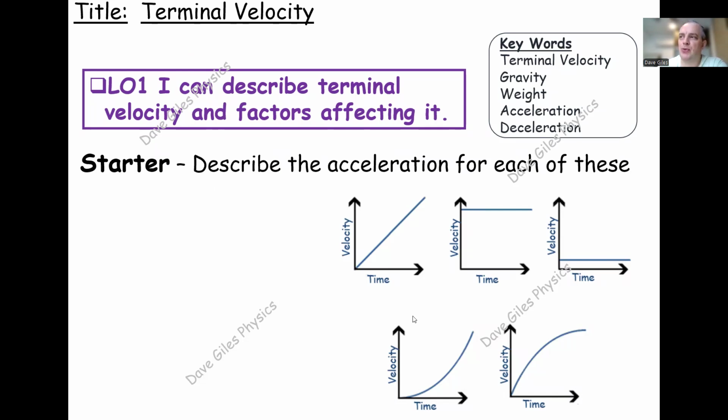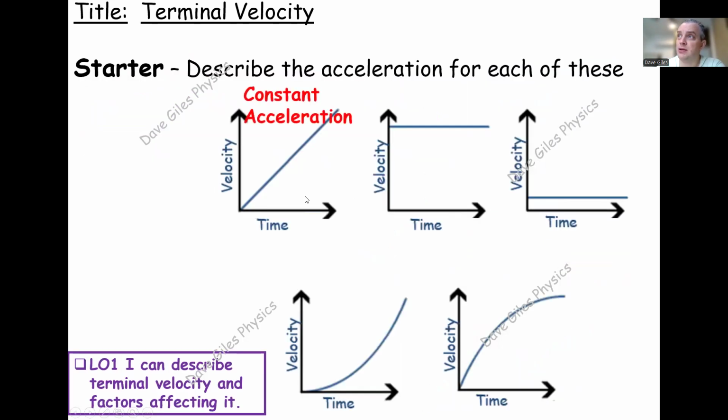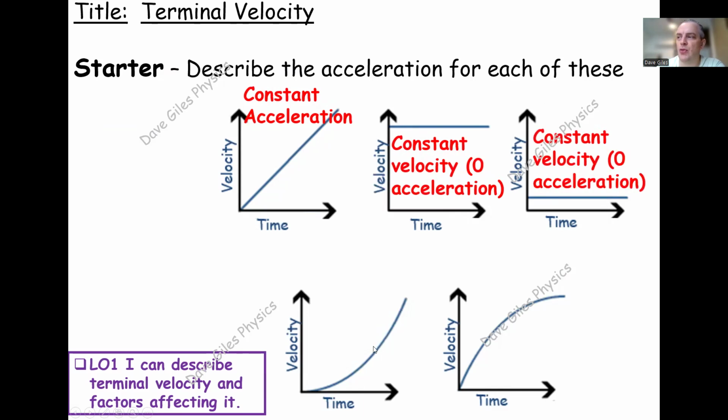We'll do a quick recap to start us off with velocity-time graphs here. Describe the acceleration for each of these. The key word is acceleration. In the first one, velocity is continually increasing, so that means accelerating, at a constant rate, because it's a straight, diagonal line. Here, velocity is constant, so that's zero acceleration. Same here.